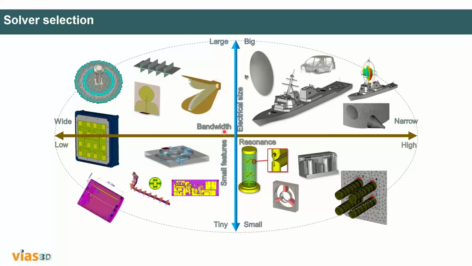If you consider bandwidth alone, you have a problem with wide bandwidth or narrow bandwidth. If you consider electrical size, you have an electrically small structure or an electrically big structure. What is electrical size? You already know: measuring any object in terms of wavelength is called electrical size. Then there are other objects with tiny small features, or more numbers of small features, so the complexity is increasing. And some structures have very high resonance, and some have very low resonance.